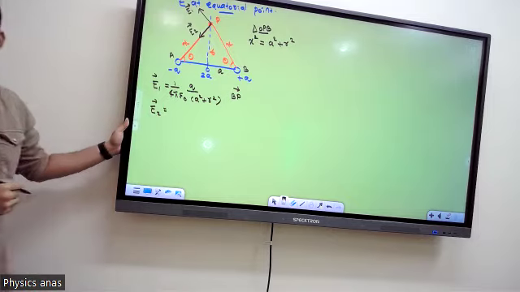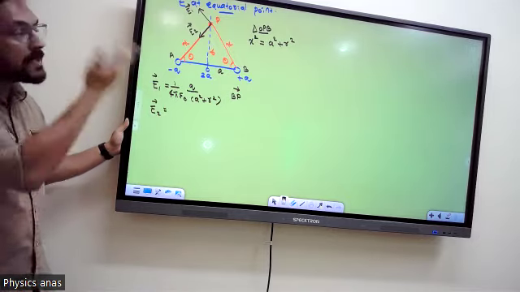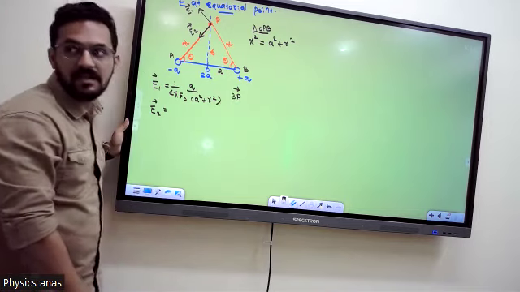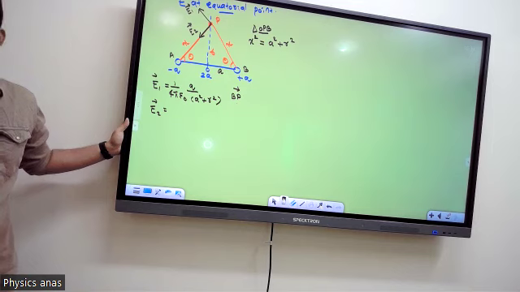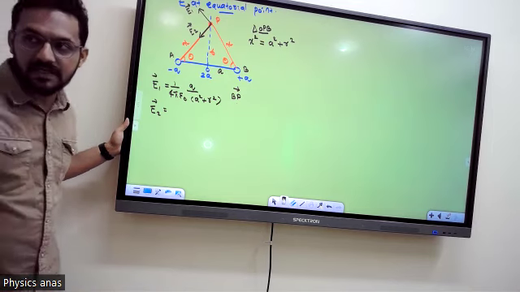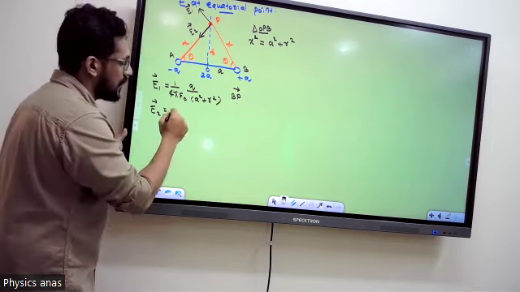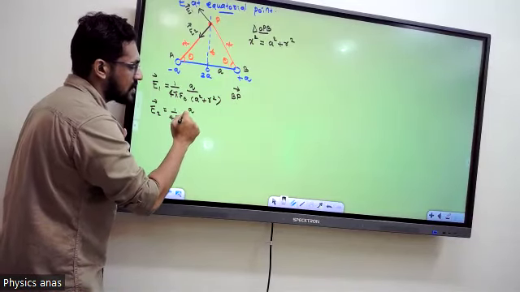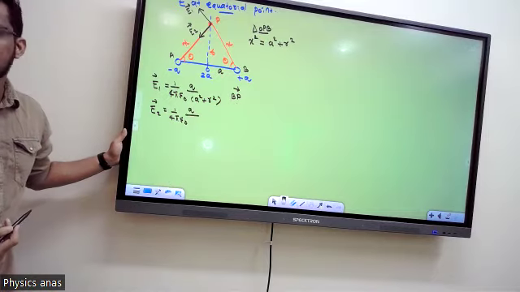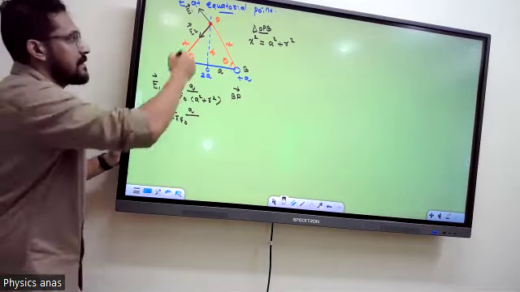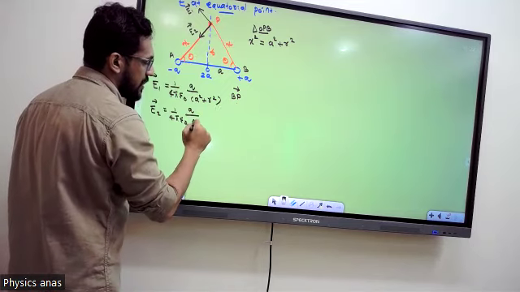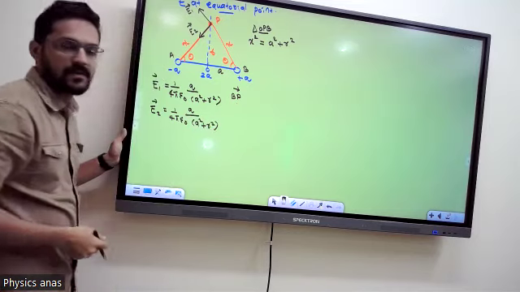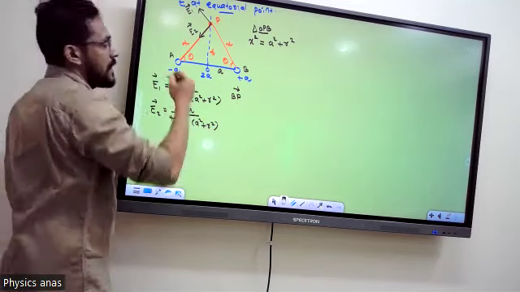Is P in subscript or no, BP? They are points. I have shown the position vector here, so both are BP, both are capital letters. And E2, what is E2? E2 will be 1 by 4 pi epsilon naught, charge divided by distance square. That will be the same. X is same here, right? So charge divided by distance square will be a square plus r square again. Got it?